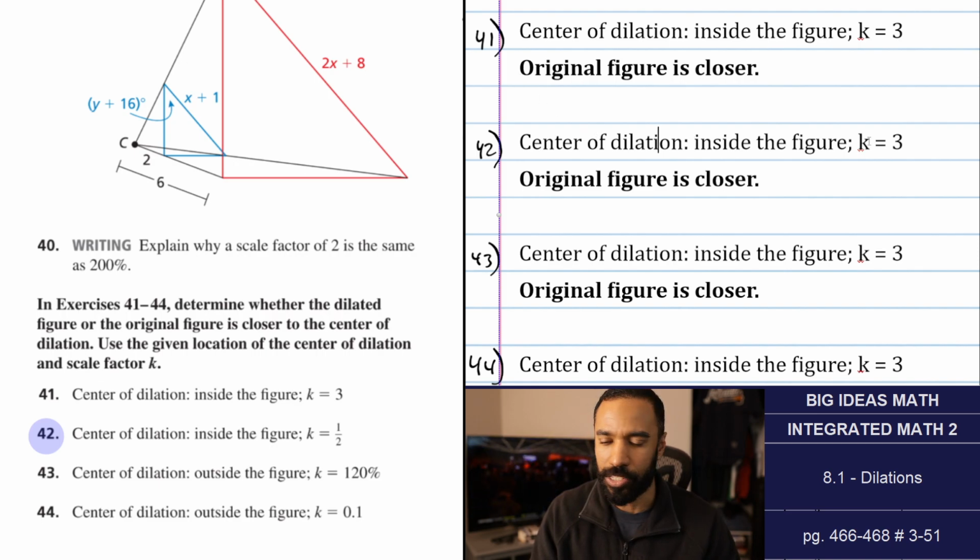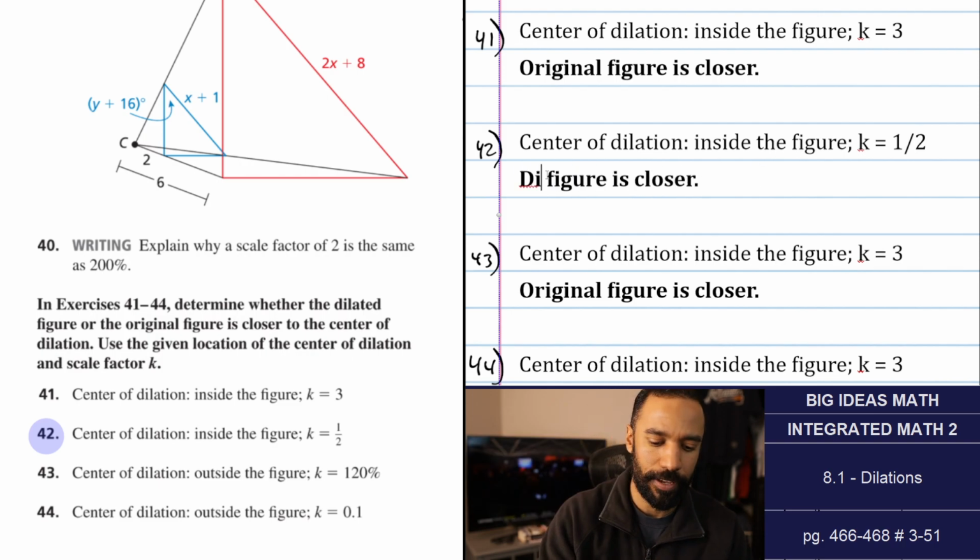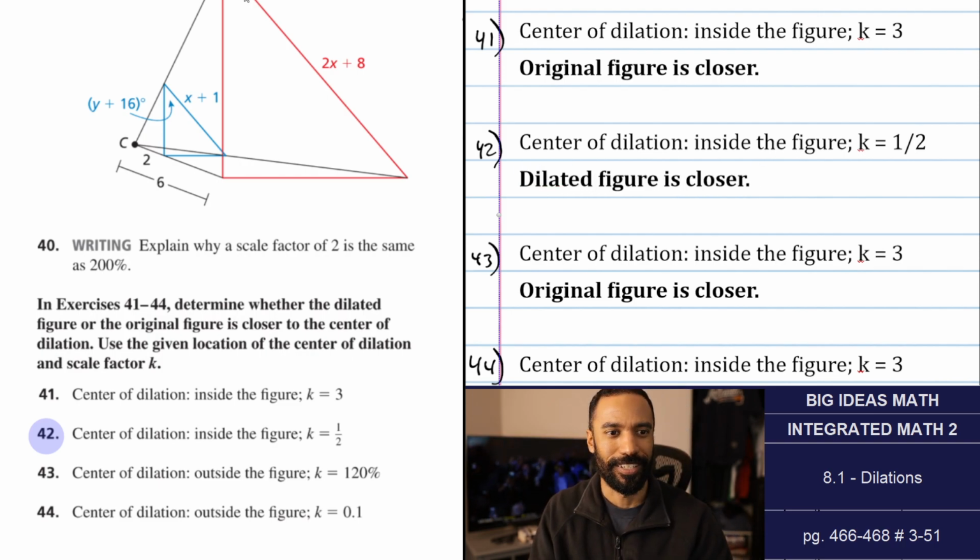Center of dilation inside the figure, K is 1/2. Now that it's a reduction, the dilated figure is closer. This will make it easier.